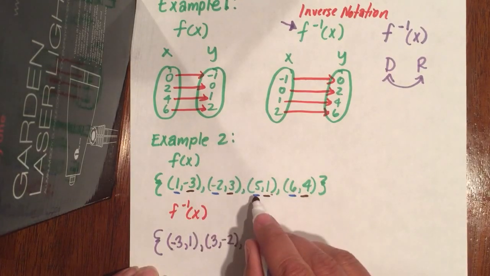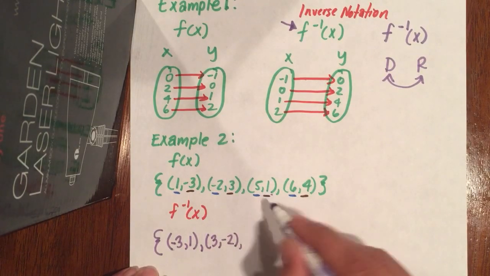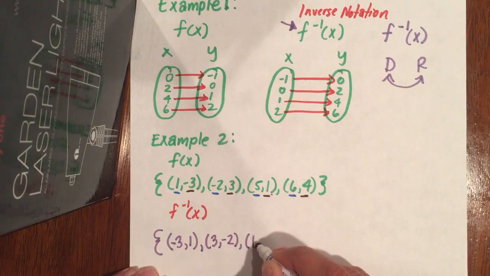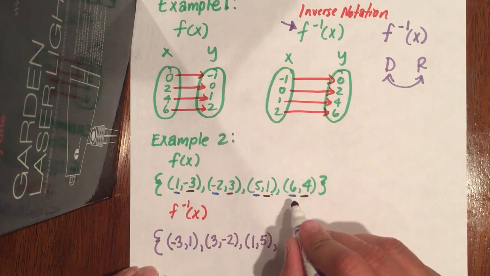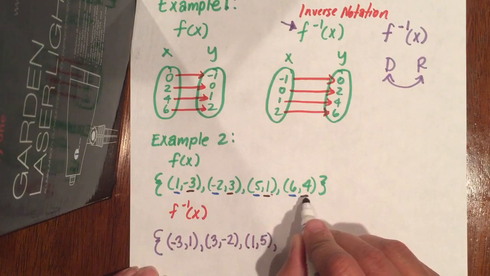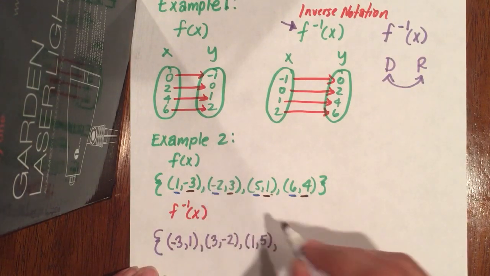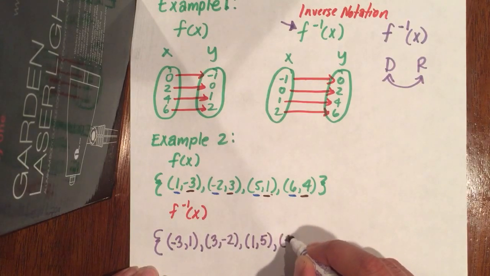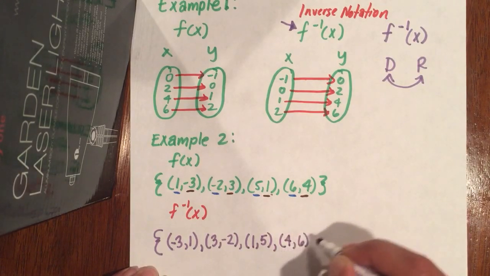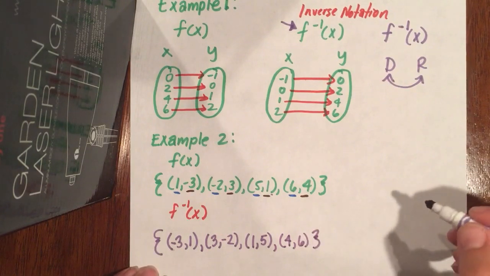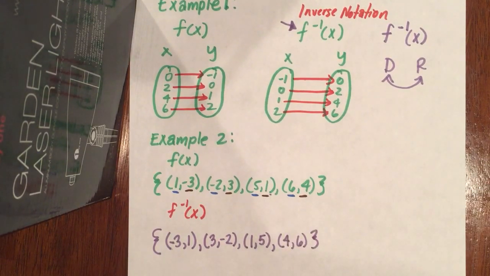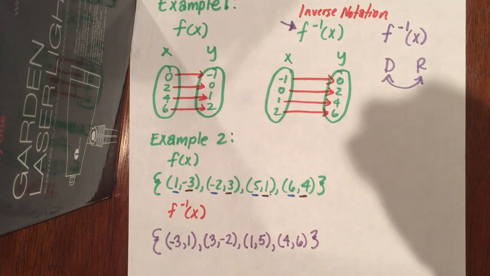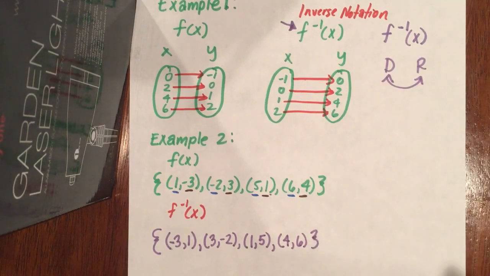Since my original function had 5 input, 1 output, 1 is now the input, and that creates an output of 5. And then my last point, when 6 is the input, 4 is the output for the original function. So for the inverse, 4 becomes the input, and 6 becomes the output. So what you're seeing is how you get from a function to its inverse. You basically switch the domain and range.